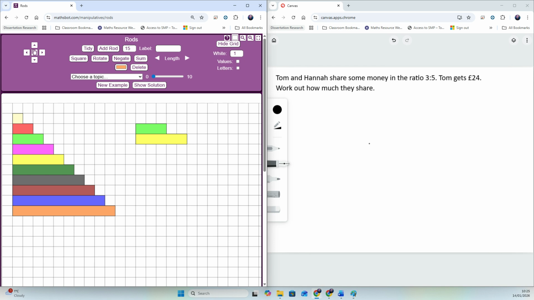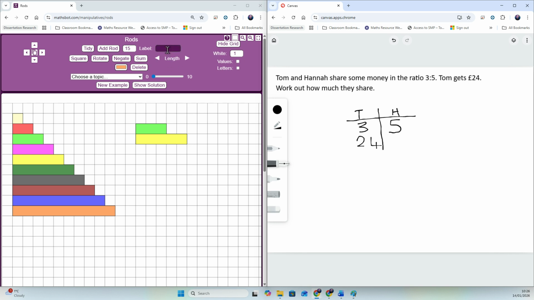And when it comes to showing that in the abstract, then I'm going to use one of my favorite devices for exploring ratio and proportion. I'm going to use the ratio table. So here's my ratio table for Tom and Hannah. And we know that Tom and Hannah have shared this money in the ratio 3:5. And we know that Tom's is £24.